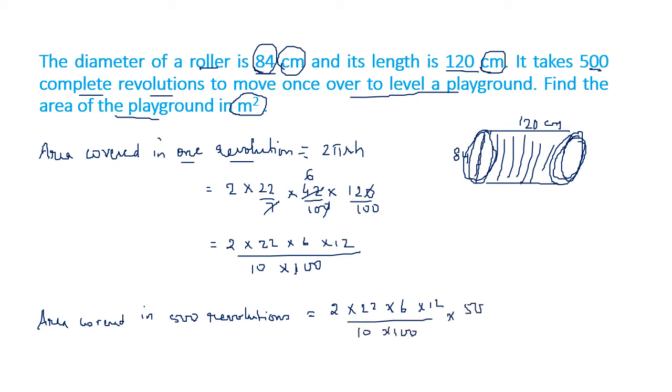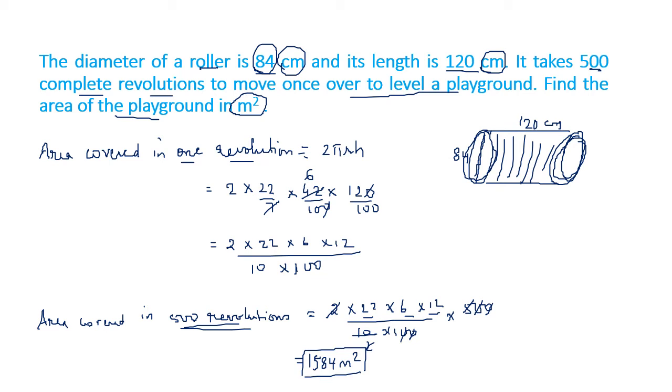And into 500 revolutions, so 0 0 0 0 get cut, 5 1s are 5, 5 2s are 10, 2 and 2 get cut. What are we left with? 22 into 6 into 12. Multiply it. So we get 1584 meter square, which is the area of the whole playground, because that is the area covered in 500 revolutions. So the area of the ground is 1584 meters square.